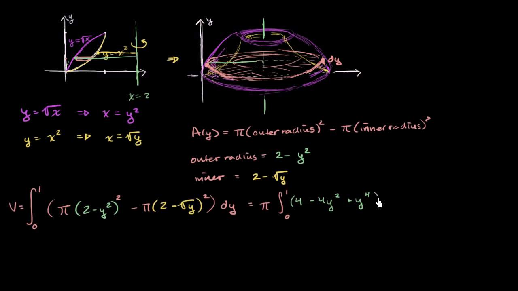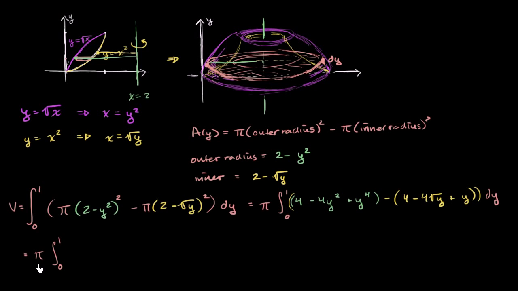And then from that, we are going to subtract this business squared, which is going to be 4 minus 4 square roots of y plus, well, square root of y squared is just going to be y. And so all of that, and then all of that dy. Let me write that in that same color.